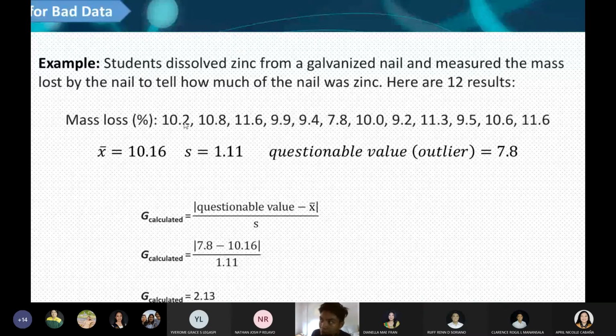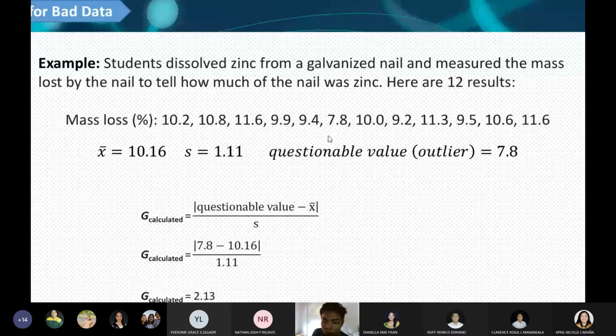Okay, so kung titignan mo tong number na to, the lower end is 7.8, no? Which is quite weird. Why? Kasi the other points are 10, 11, and 9. Pero yung 7, isa lang yon, no? Ito lang yon, 7.8. So that means this number is fishy, no? Medyo kaduda-duda siya.